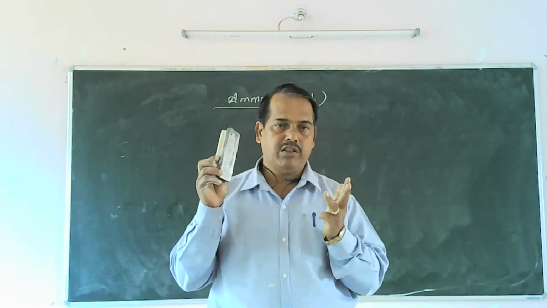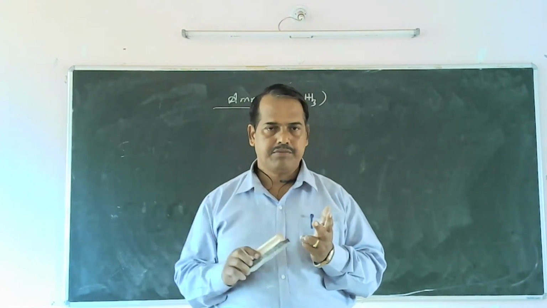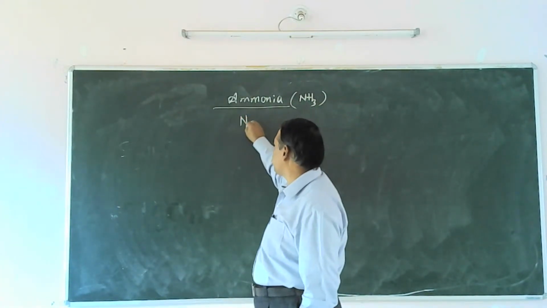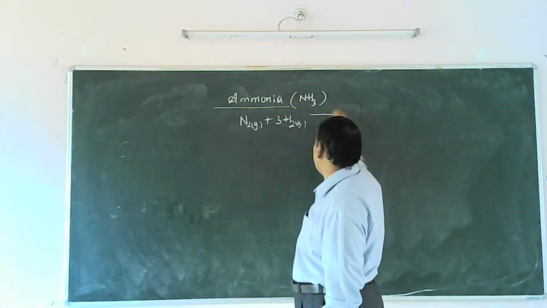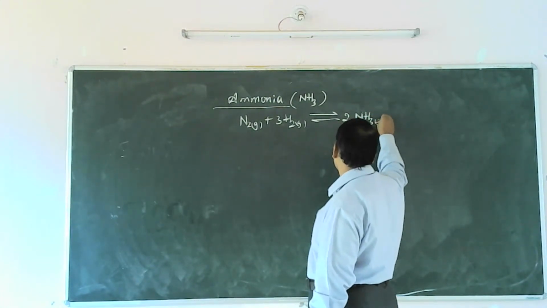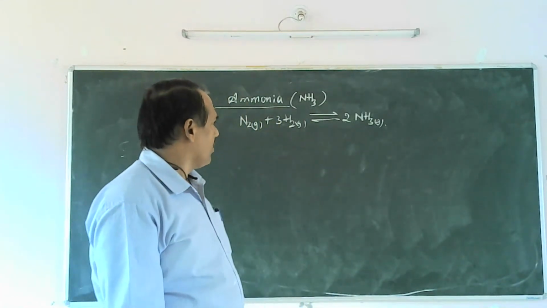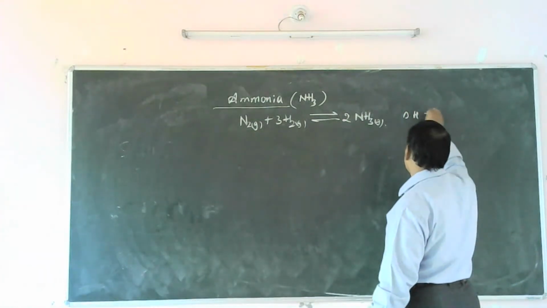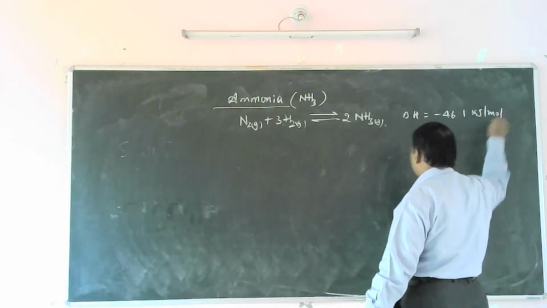Dinitrogen gas reacts with dihydrogen gas to form ammonia. We have to write the equation. The relevant equation is N2 gas plus 3H2 gas, and it is a reversible reaction. We will get 2NH3 gas. Clear? Ammonia is obtained. So the enthalpy of this reaction is delta H equal to minus 46.1 kilojoule per mole.